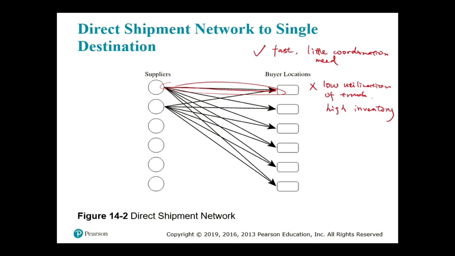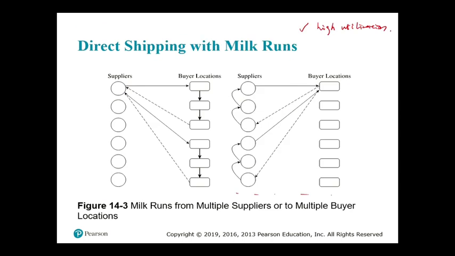Comparing to here. Moderate to low inventory. Lower inventory. Right, because now if we deliver to multiple buyers, each buyer doesn't have to order a very large order size. The downside of this one compared to single location: more coordination.